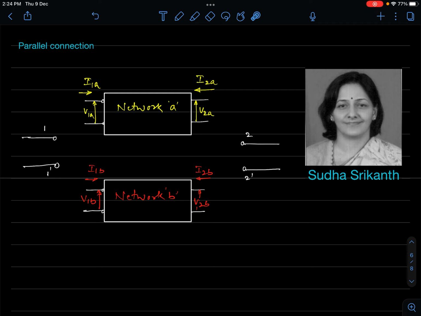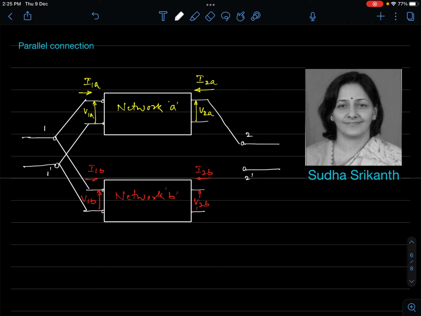Now what we are trying to do is parallel the two networks. We are trying to connect the two networks in parallel. So what do we mean by connection of the two networks in parallel? I will connect from 1 and 1 dash of the resultant network to this terminal as well as this terminal. So I have connected 1 dash to 1 dash of the first network and 1 dash of the second network. So this is my parallel connection.